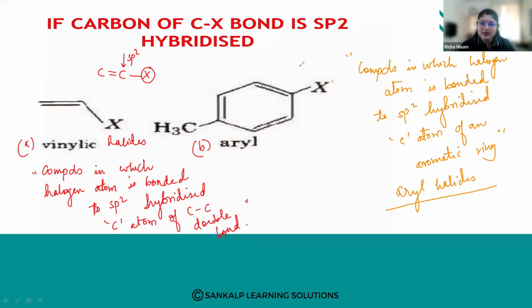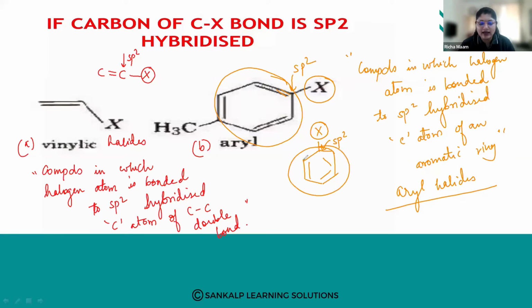The halogen atom is bonded to an sp2 hybridized carbon. sp2 means it has a double bond, of an aromatic ring. So they are called aryl halides. One more example. This can also be an example of aryl halides. The halogen atom is attached to an sp2 hybridized carbon of an aromatic ring. Are these definitions clear? Yes. Please go through all the definitions, and if you have any doubts, you can ask me. Take 2 minutes and just recall all the definitions.